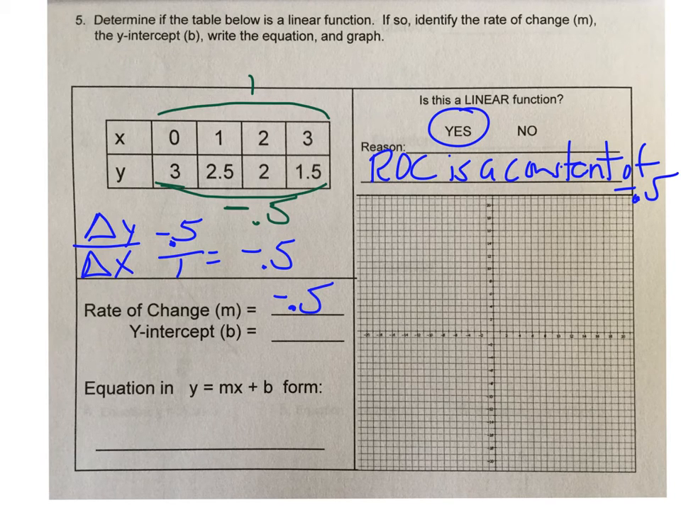And of course my y-intercept is located here. X is 0 while y is a positive 3. So my y-intercept is that positive 3. To write the equation, we have our y, have our equal sign still. You put that m in, meaning your rate of change, negative 0.5. You have your x and your plus sign and your y-intercept of 3. We'll go ahead and graph it on the next slide.